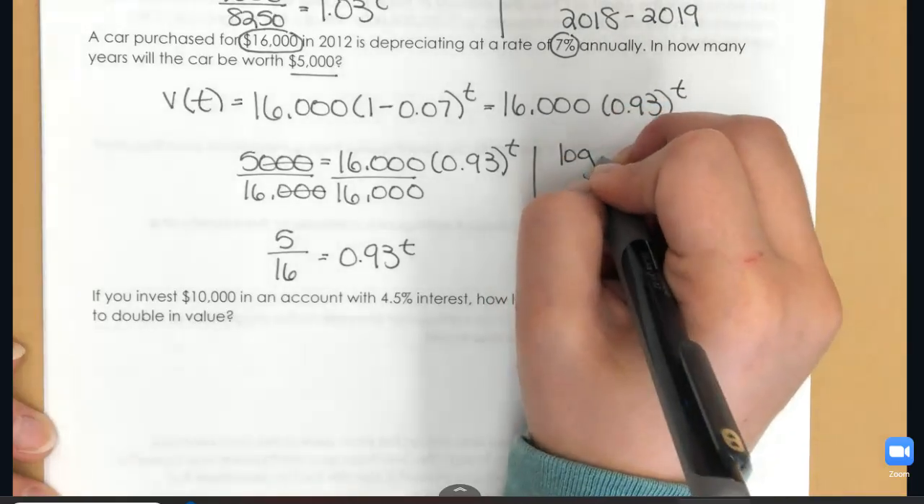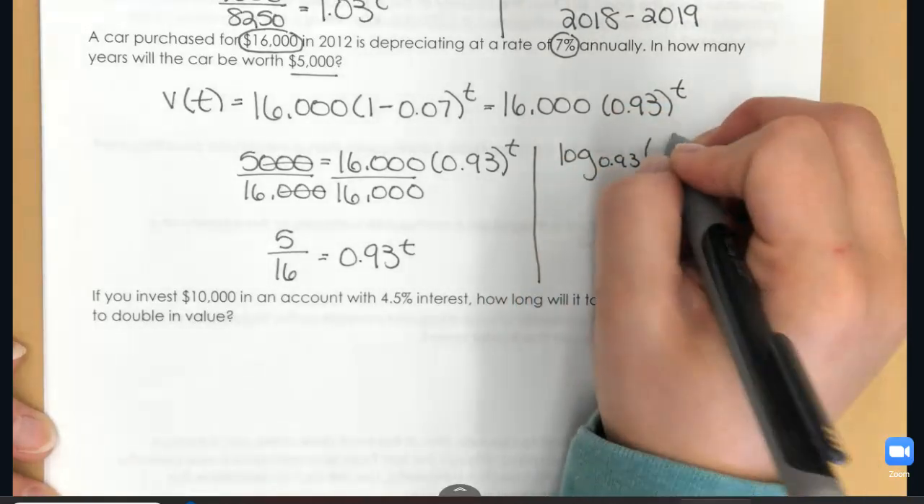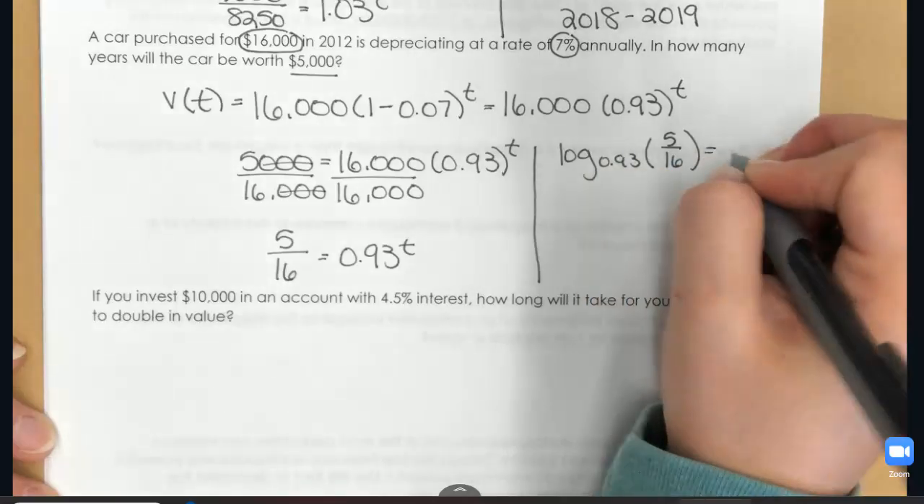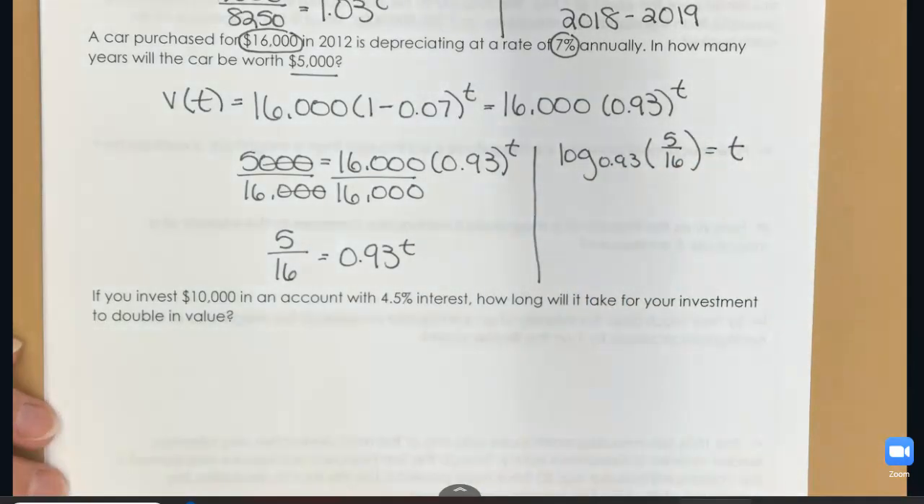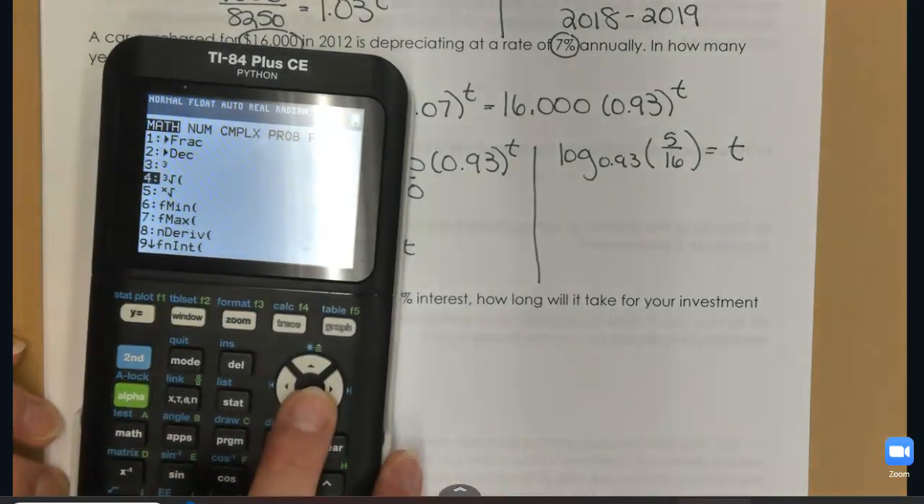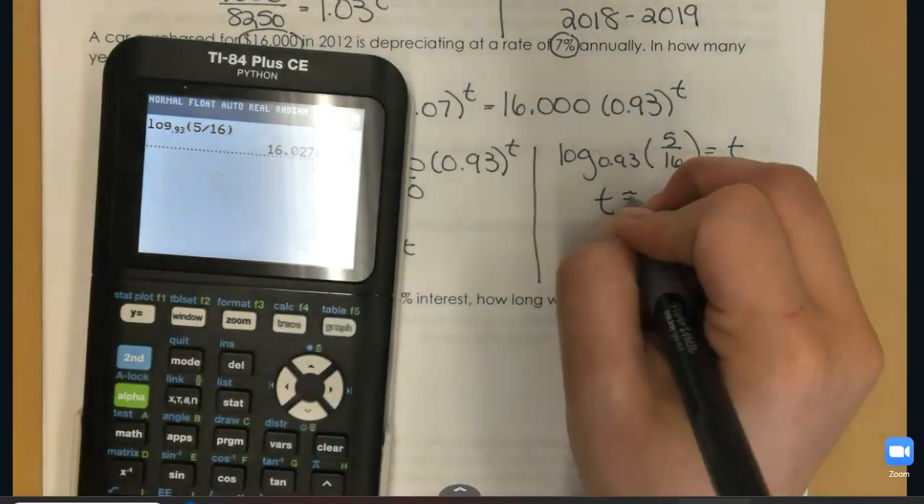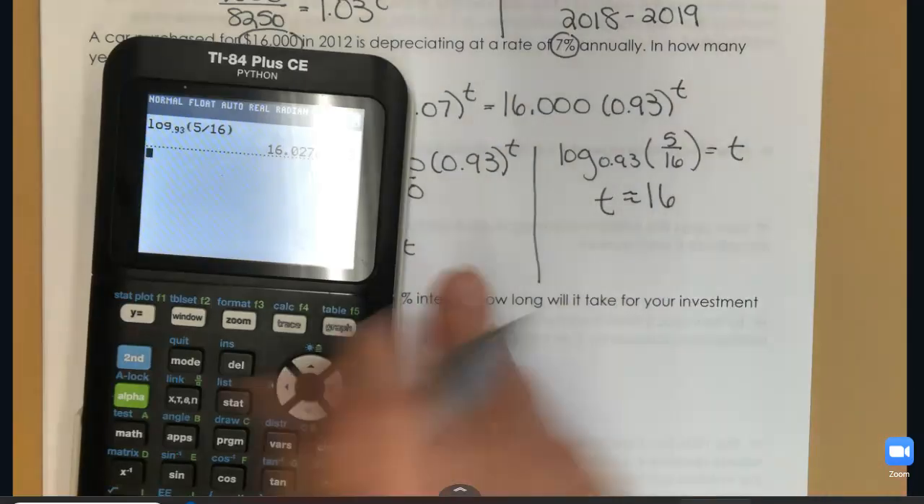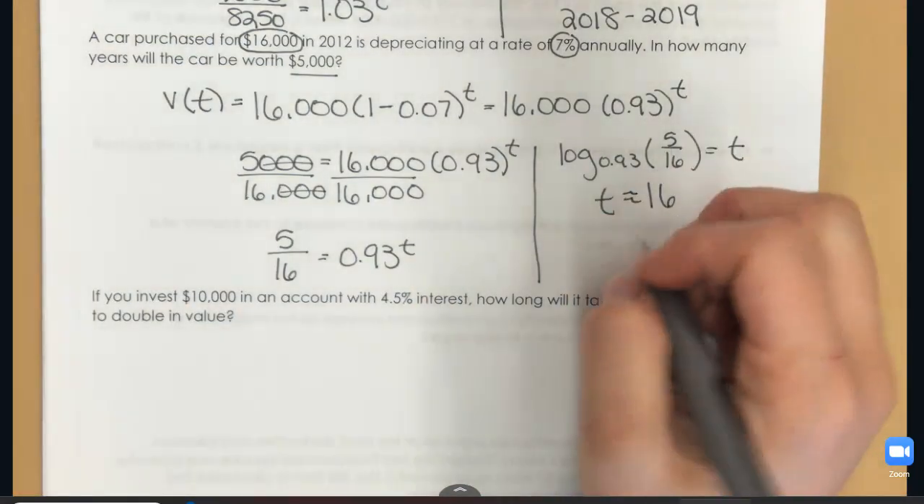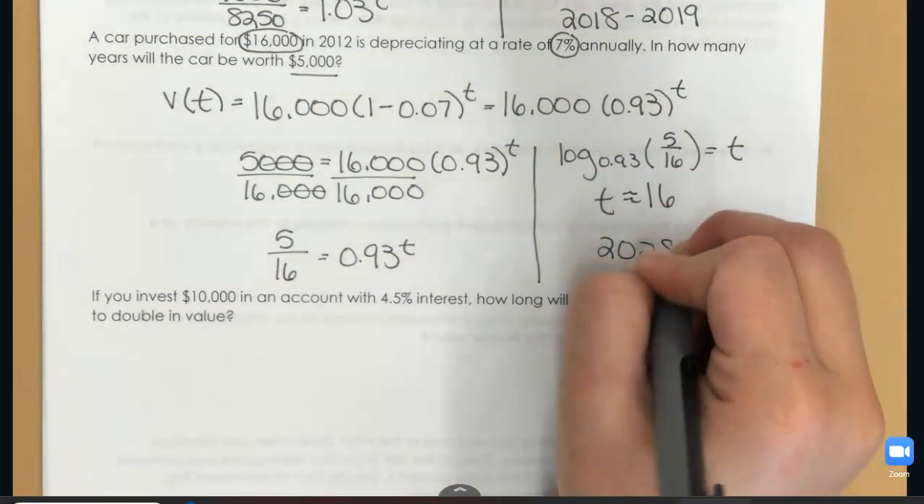That will be log base 0.93 of 5 over 16 is equal to t. This is where we get the calculator again. And t is approximately 16 years. So 16 years, if I bought it in 2012, will be sometime approximately in 2028.